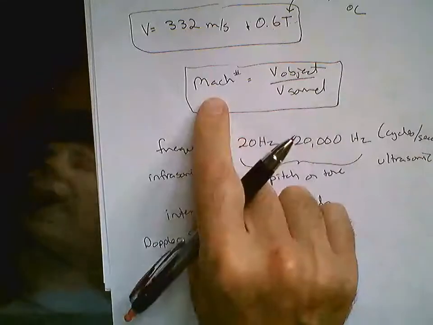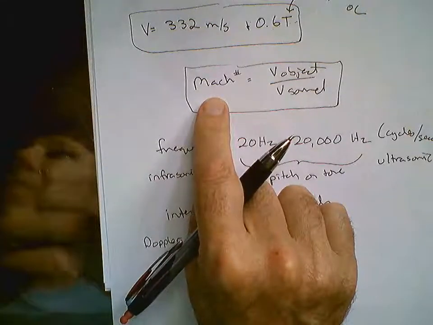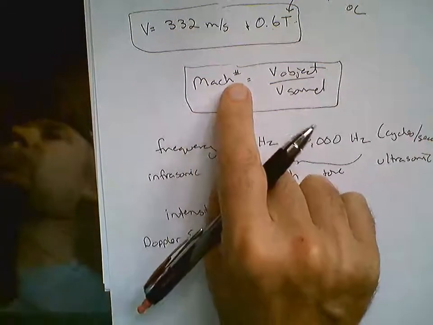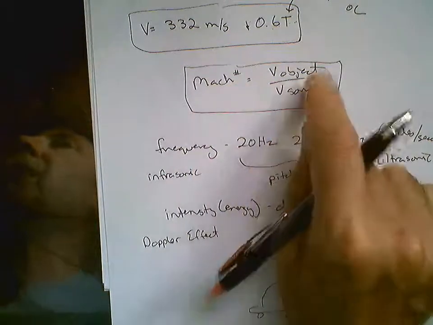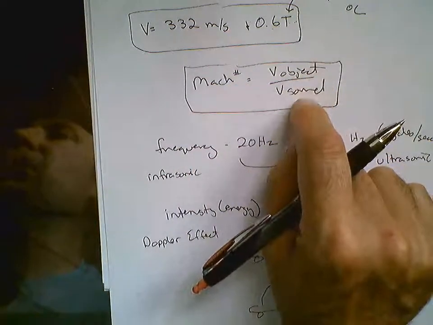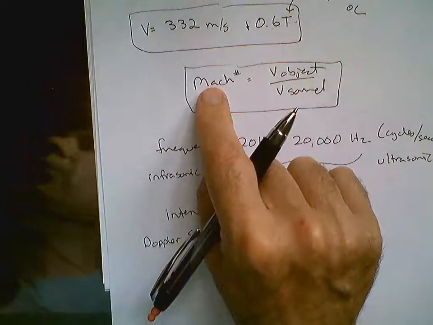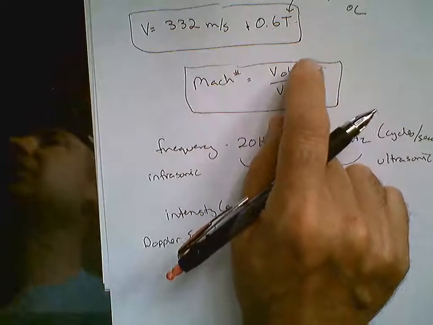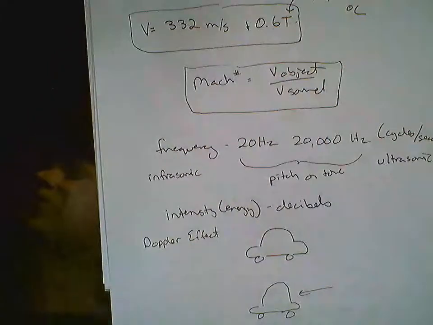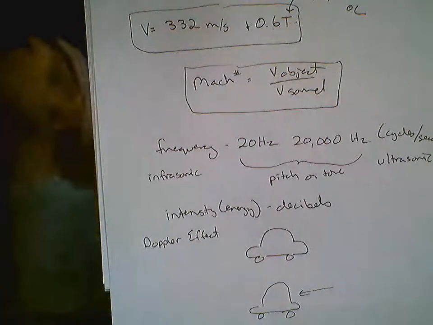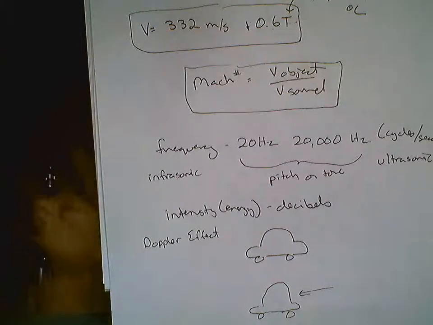Now, if you've ever heard of Mach 1 before, what we're talking about is the speed of an object relative to the speed of sound. If an airplane reaches Mach 1, its velocity is the same as the velocity of sound. So it has to be going at least 332 meters per second.